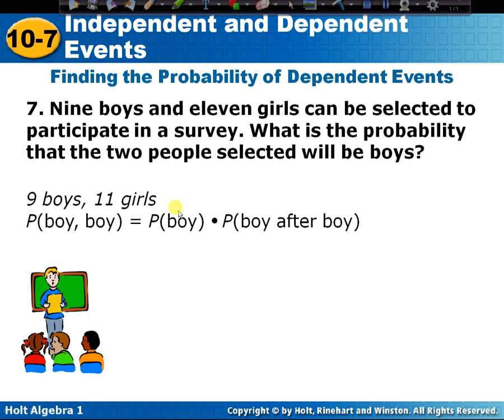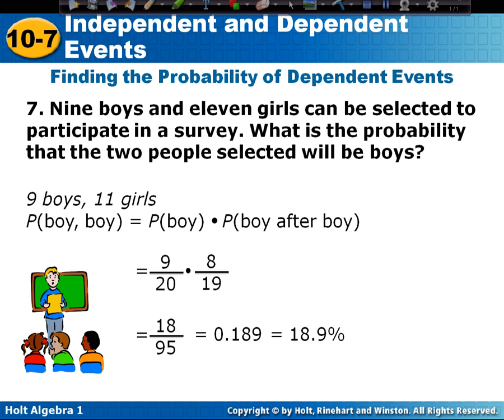So the first time, the probability of picking a boy, there are 9 boys out of 20 students total, because 9 boys and 11 girls give me 20 altogether. So 9 over 20. Now it says probability of a boy after a boy. If there are 9 boys to begin with and I've already picked a boy, there are only 8 boys left and only 19 students left. So I multiply those and I get 18 over 95, which is 0.189, or 18.9%.